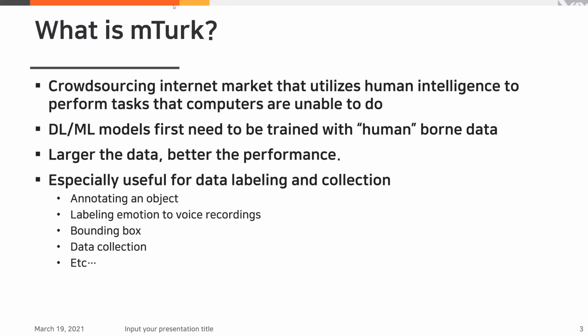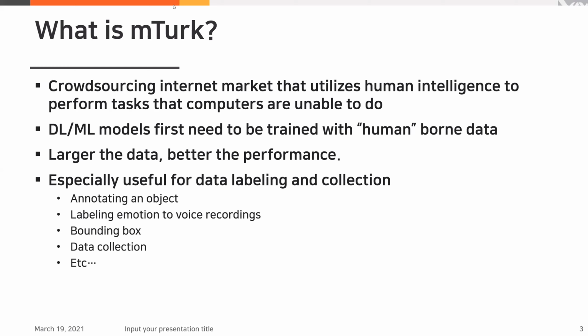So as many of you might know, deep learning and machine learning models first need to be trained with the real human-born data, such as the class annotation, segmentation, emotion detection, etc. So the larger the data, the better the performance you get, right? So if you train your model with the larger data, the better the performance you will get in the end. But if you can't secure a lot of data, then inevitably your model is very unlikely to have a great performance as compared to other off-the-shelf models.